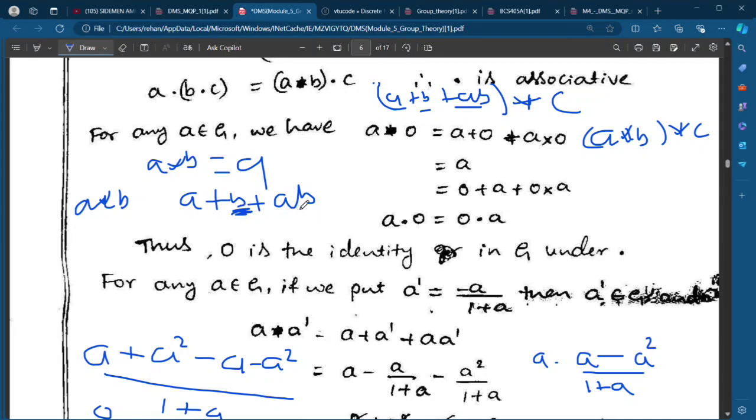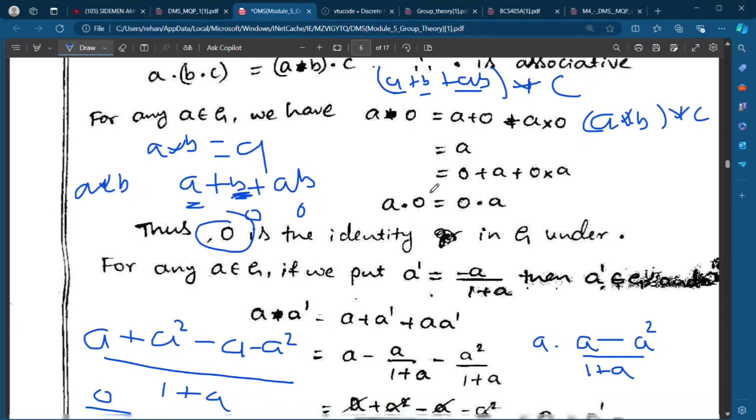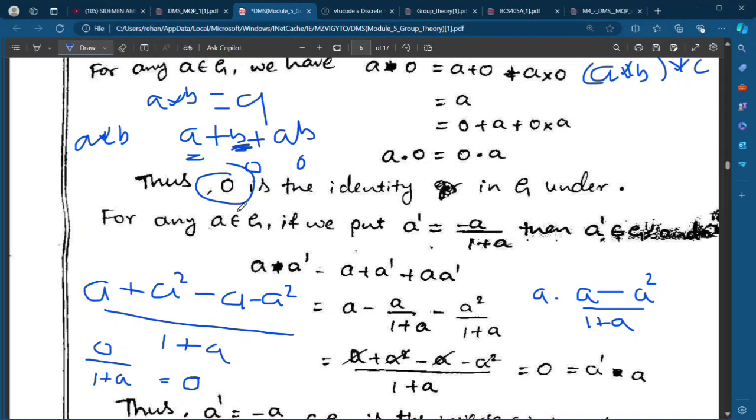So I have to select a value of B in such a way that only A will remain. If I take 0, then A into B will become 0, this will become 0. So what is remaining? Only A. So I can say that 0 is my identity element. That's what is happening here.